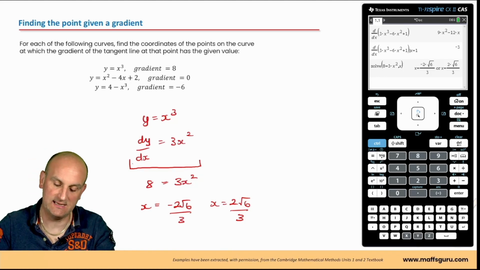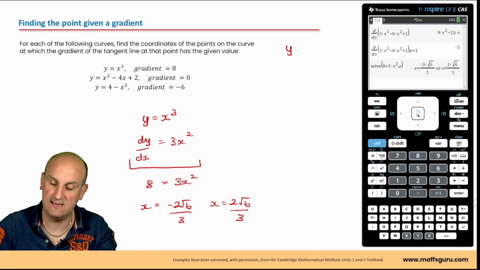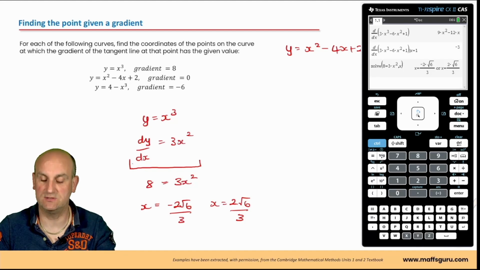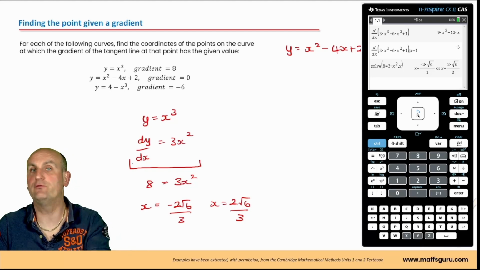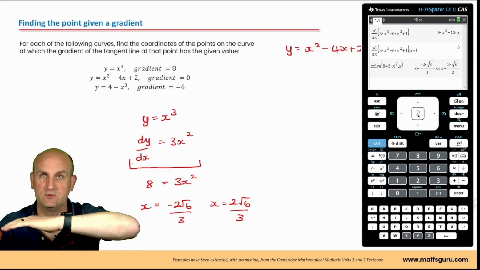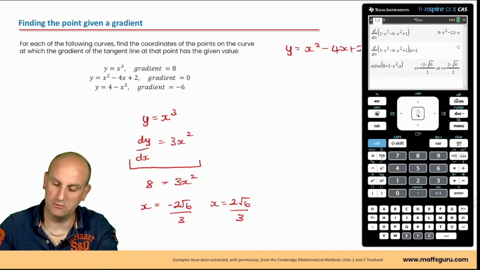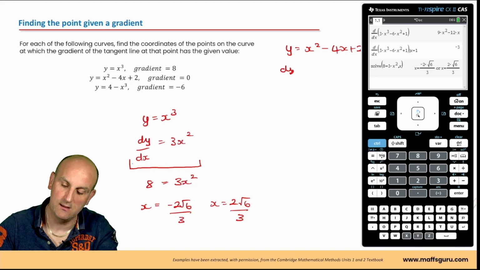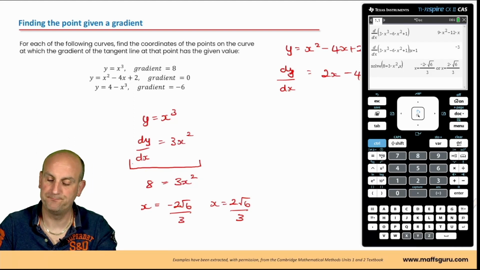Let's go back to the next example. So what have we got here? We've got y is equal to x squared minus 4x plus 2, and the gradient is equal to 0. Later on, finding where there's a 0 gradient, which is a horizontal line, becomes massively important. So dy by dx is going to become 2x minus 4.